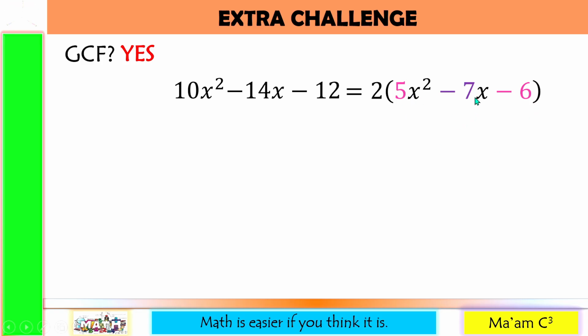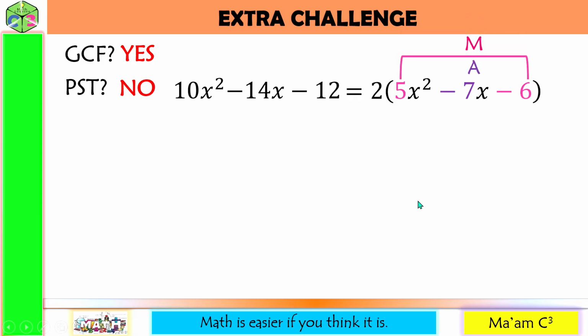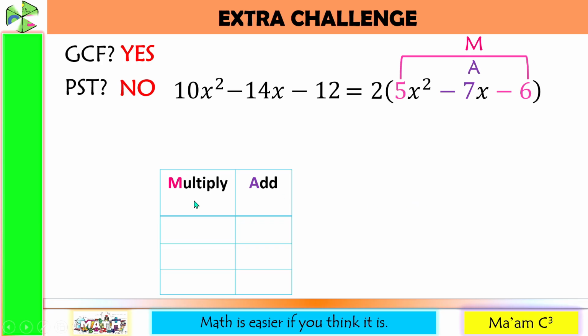Now, our remaining factor is a trinomial. So we should ask ourselves, is this a perfect square trinomial? Since 5 does not have an exact square root, therefore the answer is no. So we will apply our MA technique. Here is our table. Under multiply, let us multiply 5 and negative 6, and that will give us negative 30. For add, we simply have to copy negative 7.